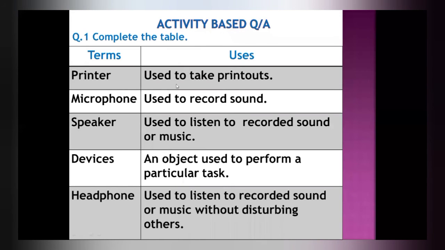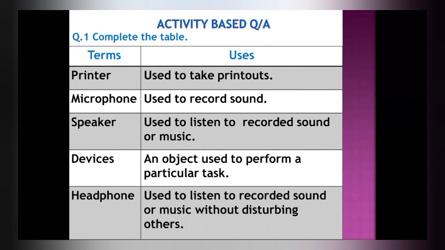You will do like this. So there are some terms and you will write the uses of these terms. Number 1 is printer. So what is the function of printer? Printer used to take printouts. Next one is microphone. Microphone used to record sound. Number third is speaker. We use speaker to listen recorded sound or music.